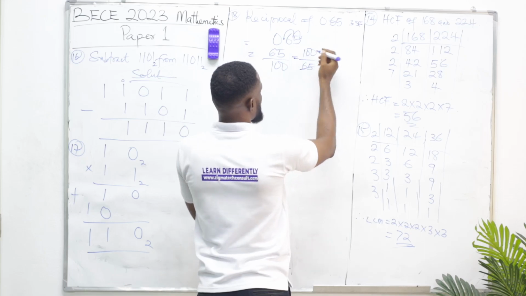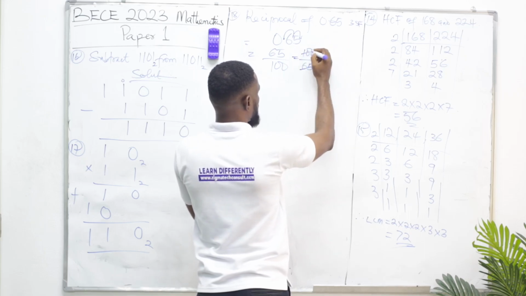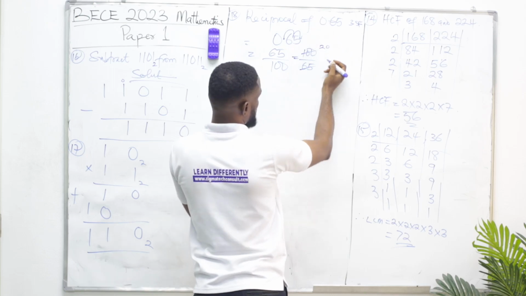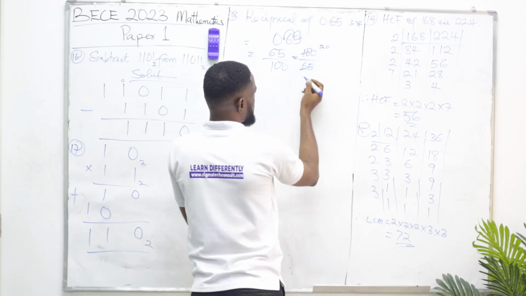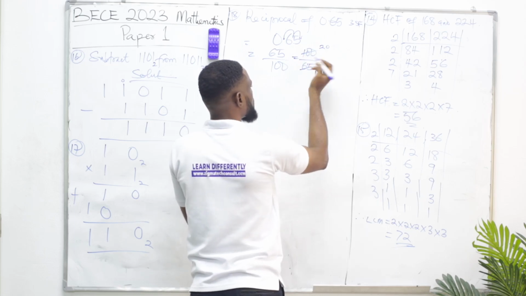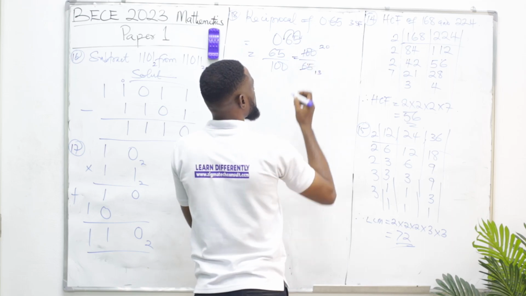5 into 100, okay? 5 into 100 should give us 20. Is that okay? 5 into 65, 5 into 6 is 1, remainder 1. Put 1 here, it becomes 15. 5 into 15 is 13.